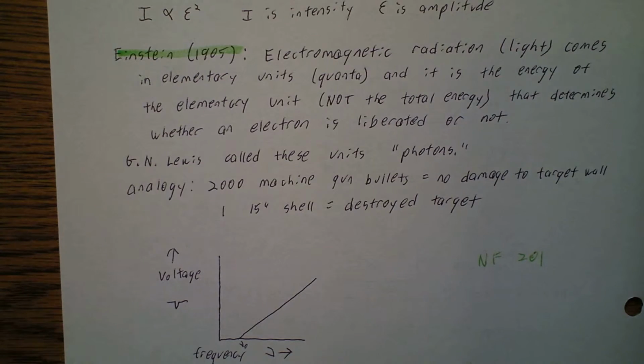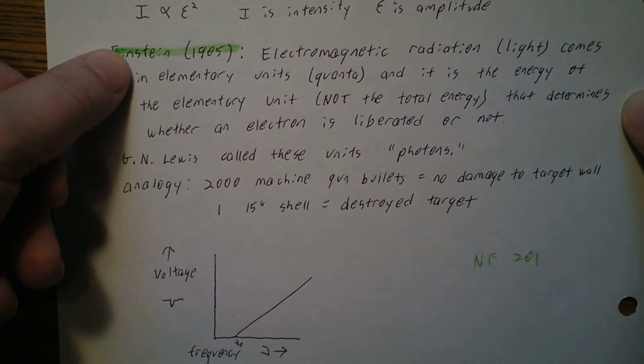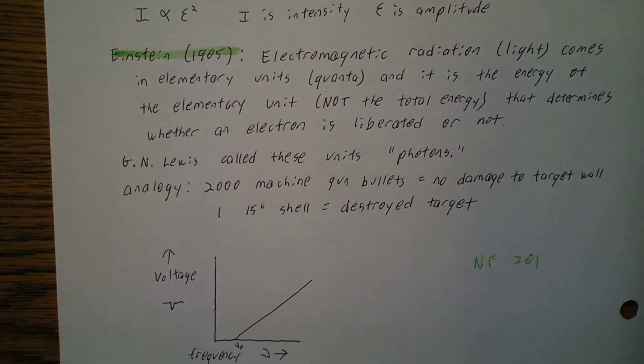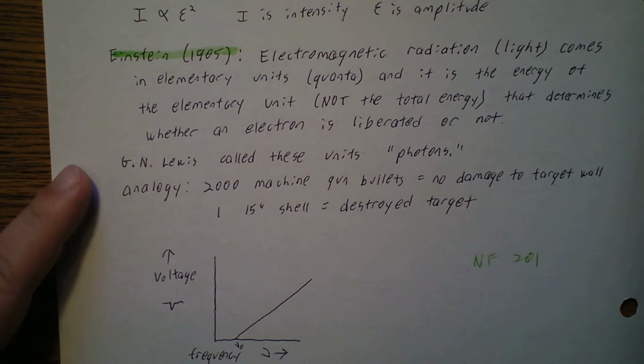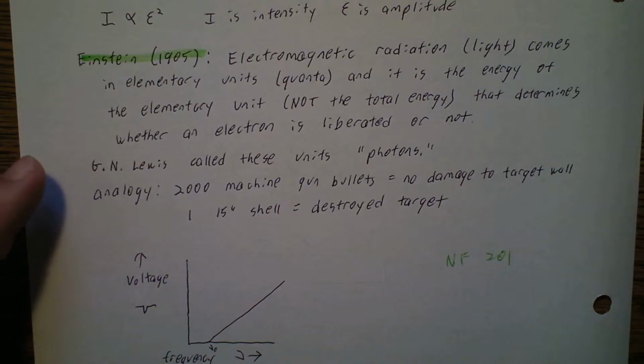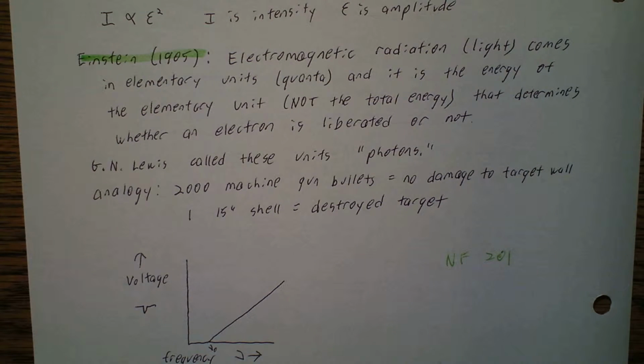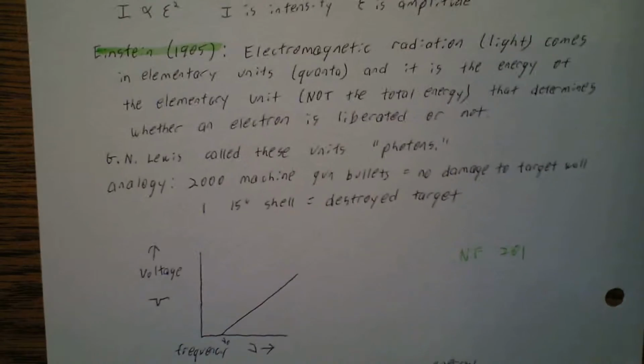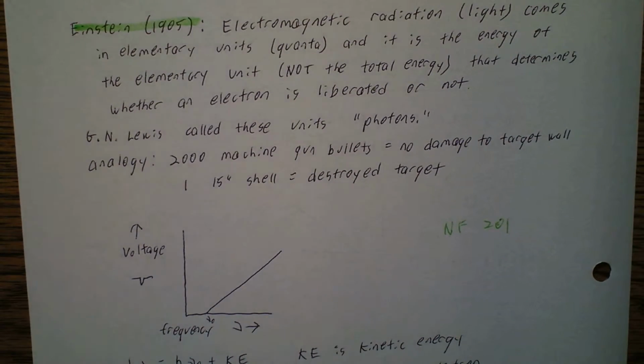Now in the year 1905, I know normal people pronounce it nineteen oh five, but anyway, Einstein said electromagnetic radiation, or light, comes in elementary units called quanta. And it is the energy of the elementary unit, not the total energy, that determines whether an electron is liberated or not. G.N. Lewis called these quanta photons.